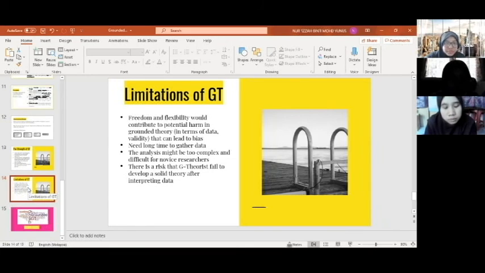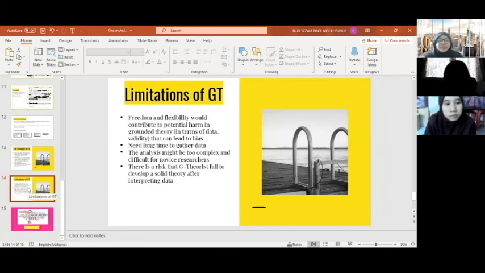The next limitation is that the analysis might be too complex and difficult for novice researchers. Grounded theory is difficult for novices, but for expert researchers it can be easier because experts know how to conduct grounded theory and how to solve the problems faced while conducting it.